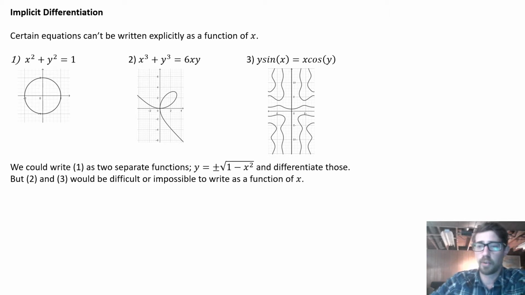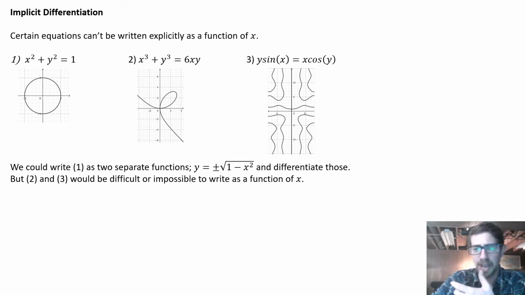To do the derivative of 1, we could split it up into the top half and the bottom half. The top half would be square root of 1 minus x squared, and the bottom half would be negative square root of 1 minus x squared. And then we could just do the derivatives of those as two separate things. So we could do that the old-fashioned way by just splitting it up into two curves that are functions. If you look at number 2, though, it would be extremely difficult to write that as y equals something. You'd have to split it up into like 4 or 5 different curves and use some kind of crazy cubic formula.